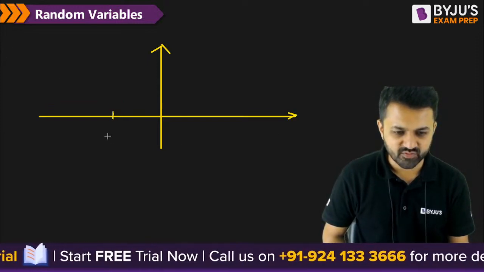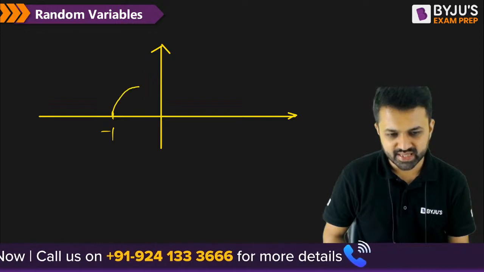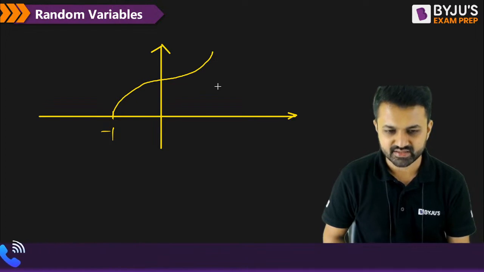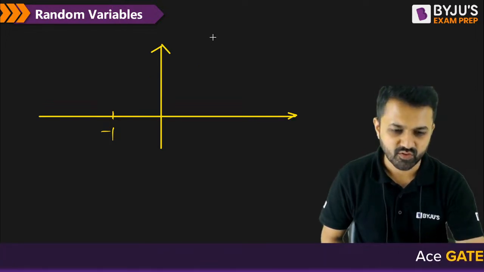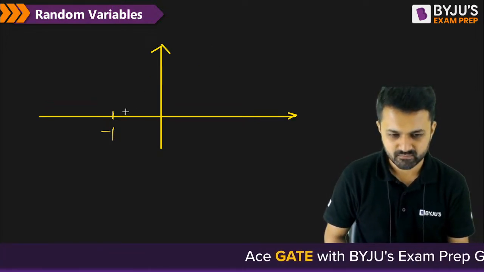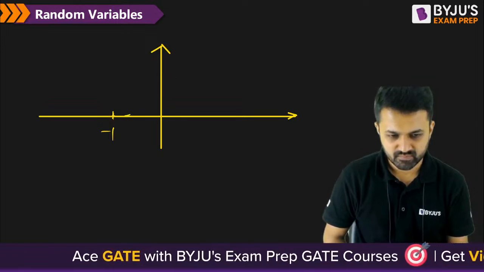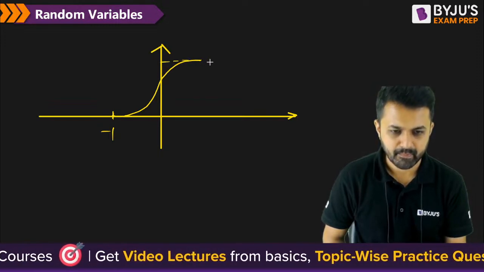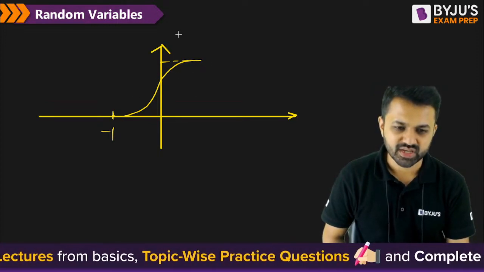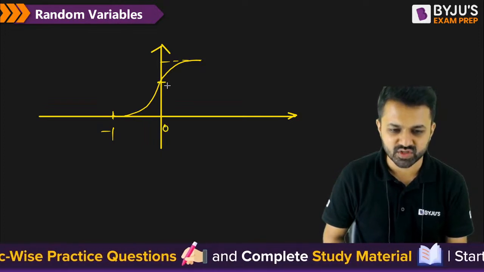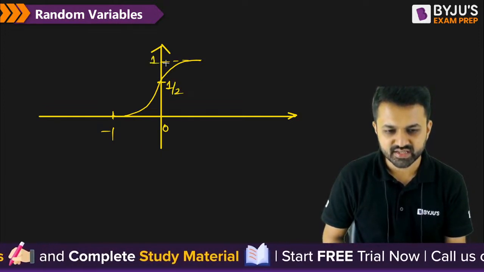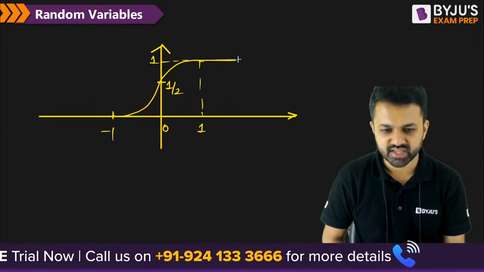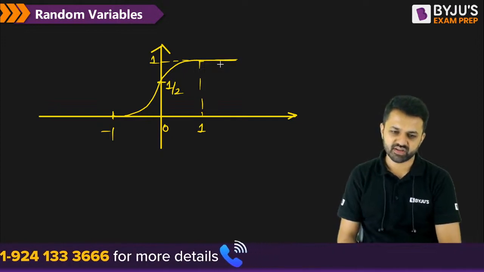Now it will start from -1. It is going like this because it is continuously increasing. As you can see that it is increasing. At x equal to 0, it is 1/2, and at x equal to 1, it is reaching 1, and after that it will be constant at 1.